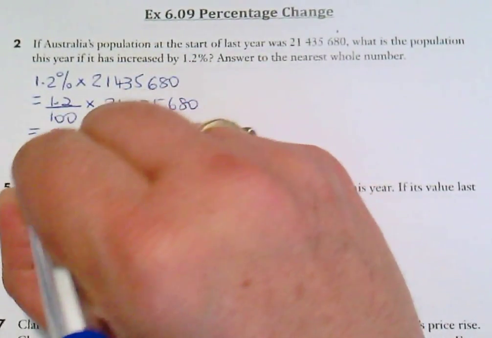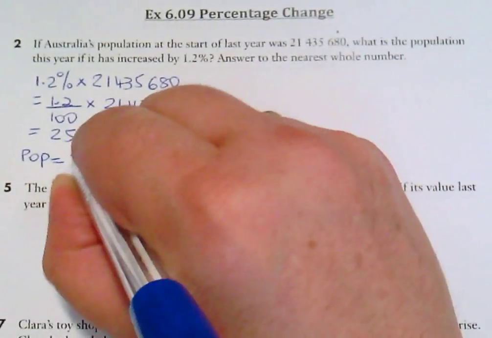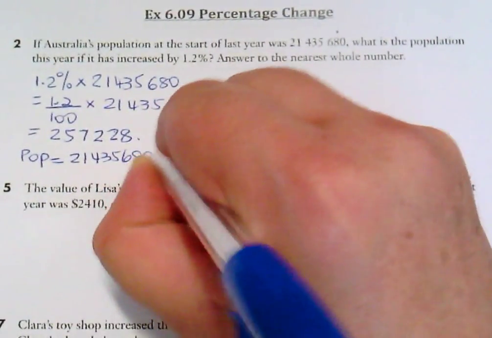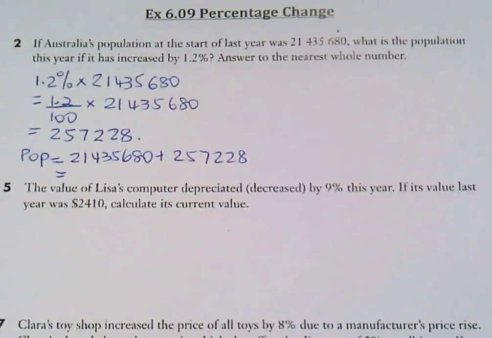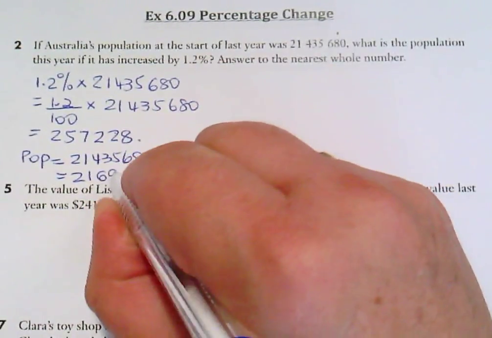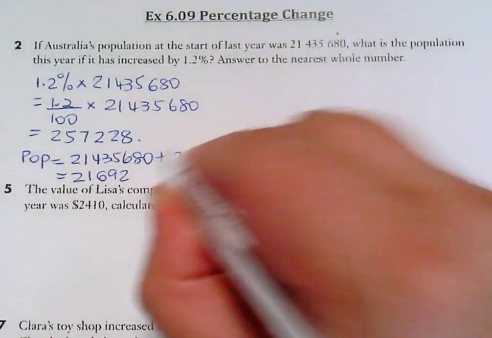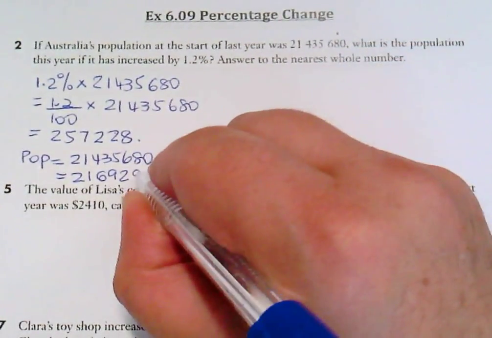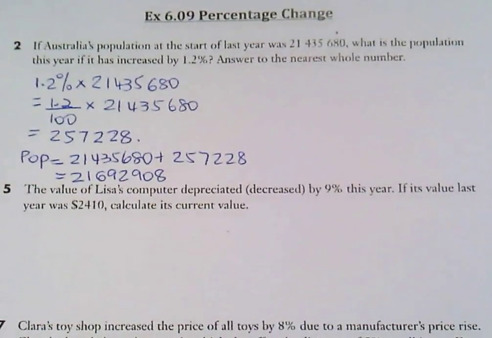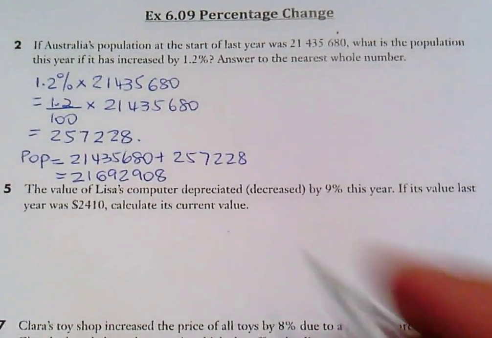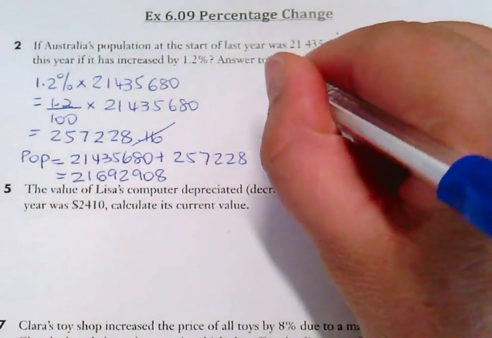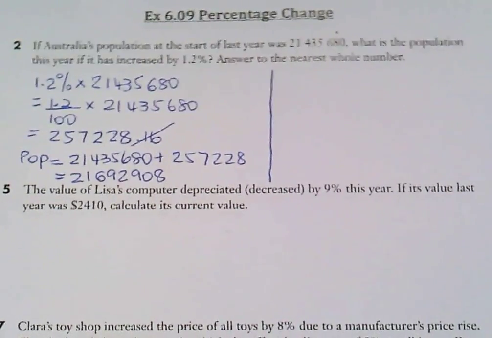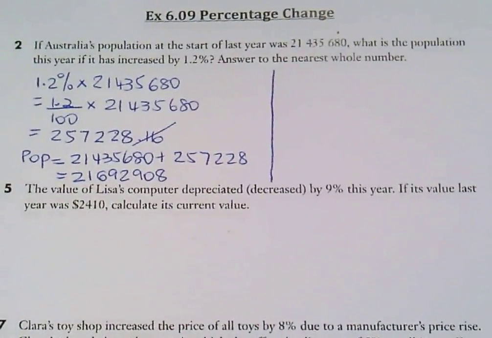So therefore, the new population will be 21,435,680 plus the 257,228. Does anyone have an answer for that, please? 21,692,908. All right. Now, 0.16, but we're not going to put the 0.16 in because of the rounding. I know I had 0.16 there, but I'm just crossing it off because I just want it to the nearest whole number, which it is. Now, that's one method of doing it. That's the way you learnt in Year 8. There is a quicker method.